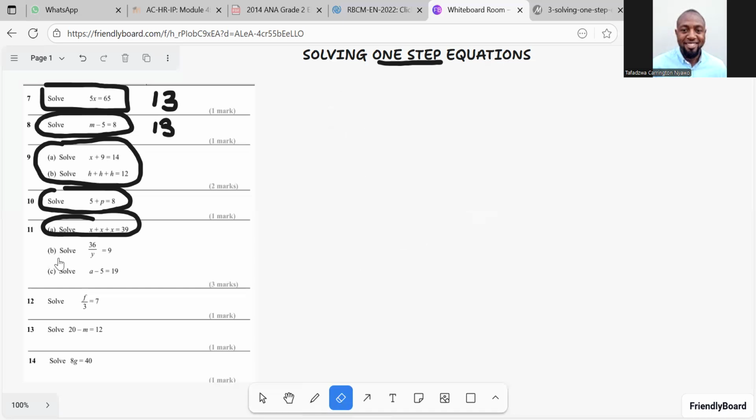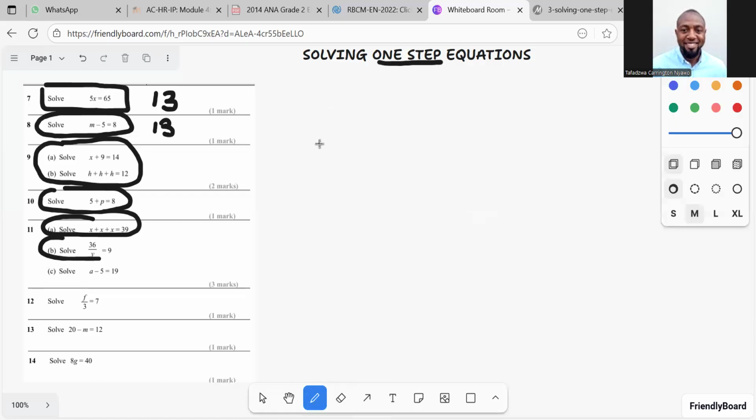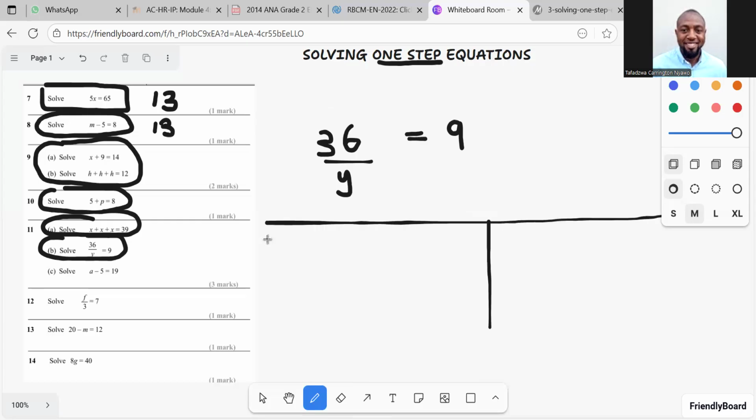All right, so the next one is 11b. So 11b is 36 over y is equal to 9. I'm also going to show you two ways by which you can do it, and then you tell me which method you prefer. It's also good to know a lot of different ways by which you can solve an equation.